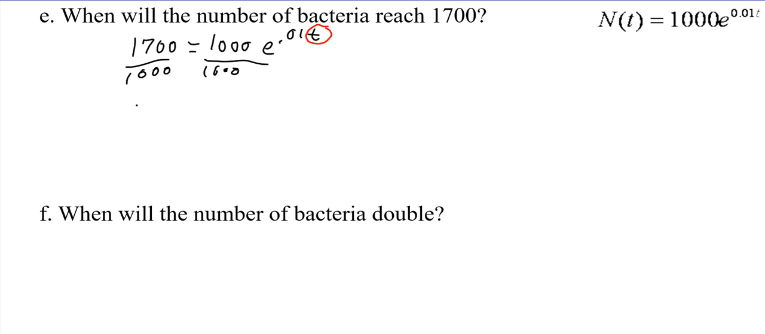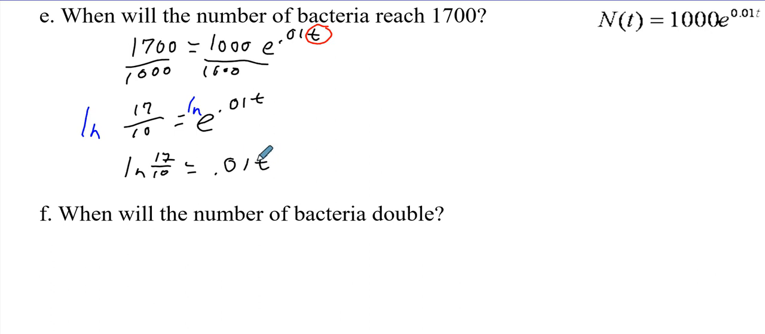Okay, what I get is 17 over 10 when I reduce it, equals e to the 0.01 t. So if I take the ln of both sides, I'm going to be left with ln of 17 over 10. These will simplify out to be equal to 0.01 t. So that's just the exponent that's left there using our definition of logarithms.